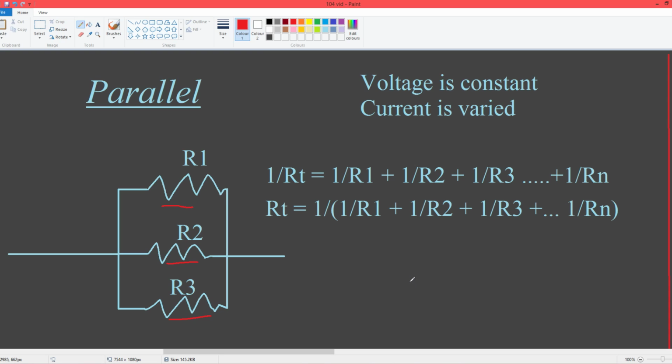Note, the total current is equal to the sum of the smaller branch currents. So in this case, finding resistance once again, total resistance is 1 over the sum of the inverse of all the resistors.